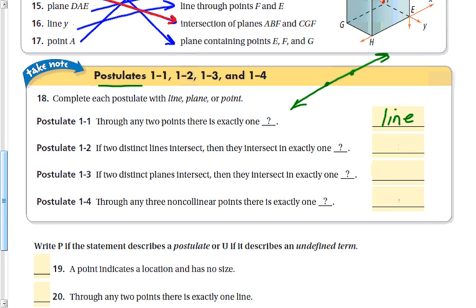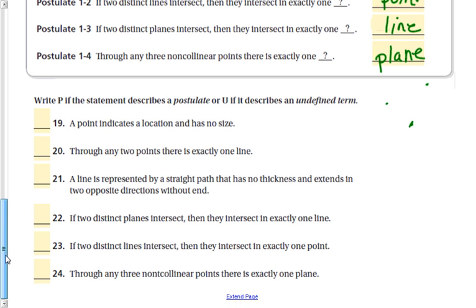It's distinct. If two distinct lines intersect, then they intersect in exactly one point. Now, one thing you have to know about that is that the two distinct lines are on one plane for that to happen. If two distinct planes intersect, they intersect in exactly one line. And through any three non-collinear points, there is exactly one plane. Non-collinear means like this. So one line can't go through there, but that would be enough to represent one plane. Okay, go ahead and try this and you can check back with your answers.